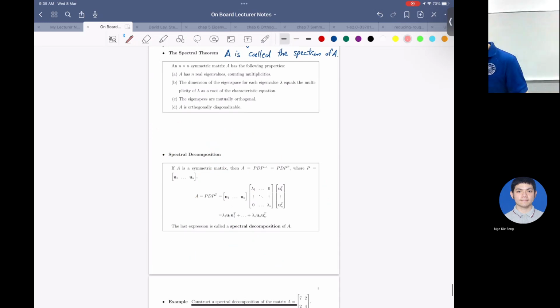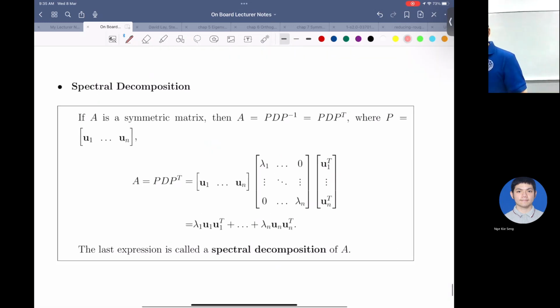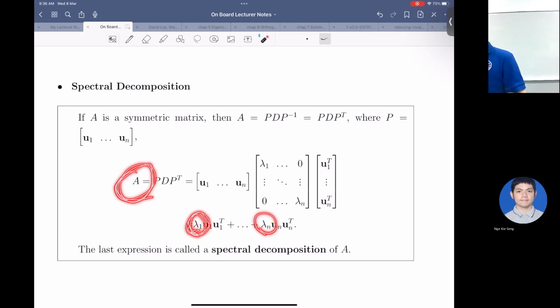So what does this mean? This means you can decompose your matrix into a sum of products with eigenvalues. You split your A into the summation of matrices multiplied with the eigenvalues. So this is called the spectral decomposition.